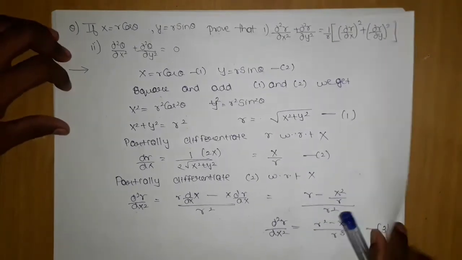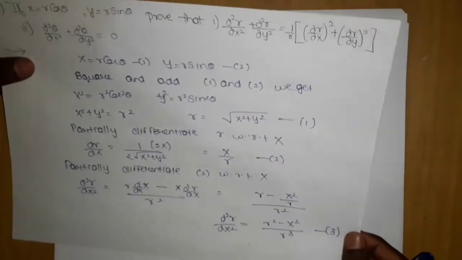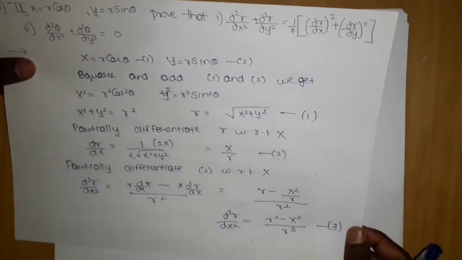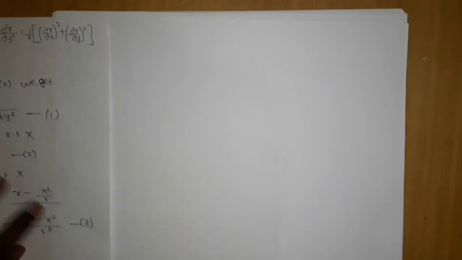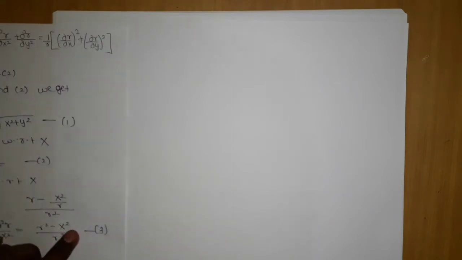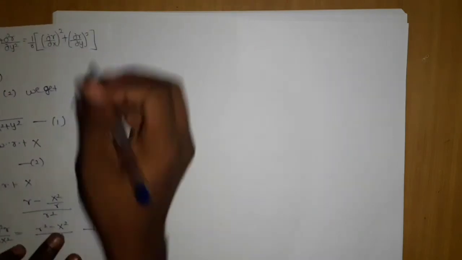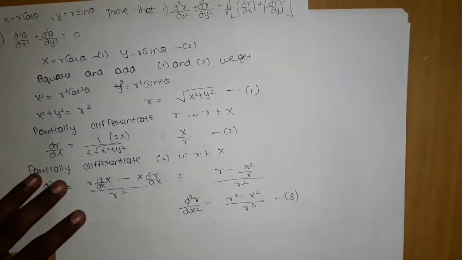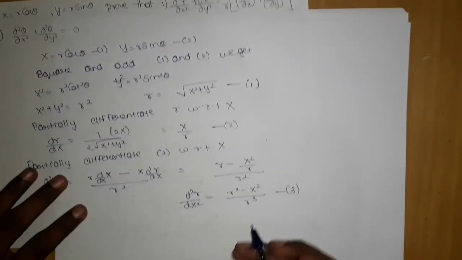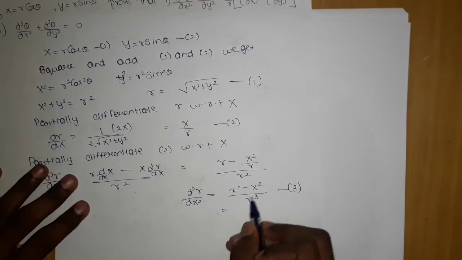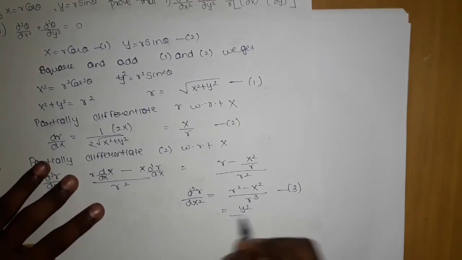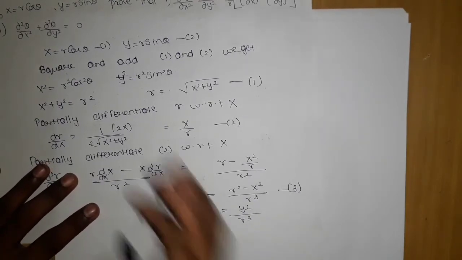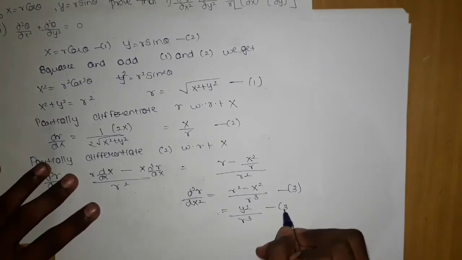Now let's move on to the next proof. Next we need to find the same thing for y. But we can do one thing. We know r square is x square plus y square, so if I substitute here, my x square will cancel out. I will be left with y square by r cube, and this I will call 3, not this one.